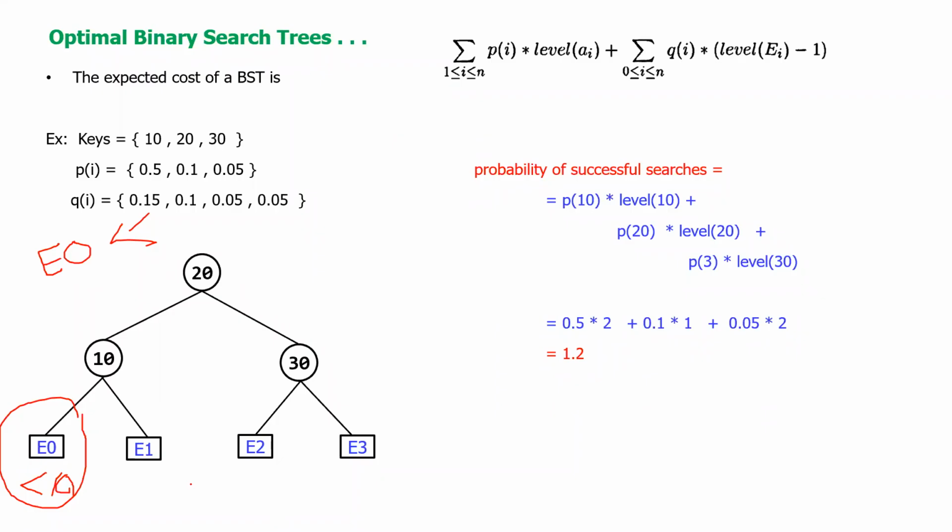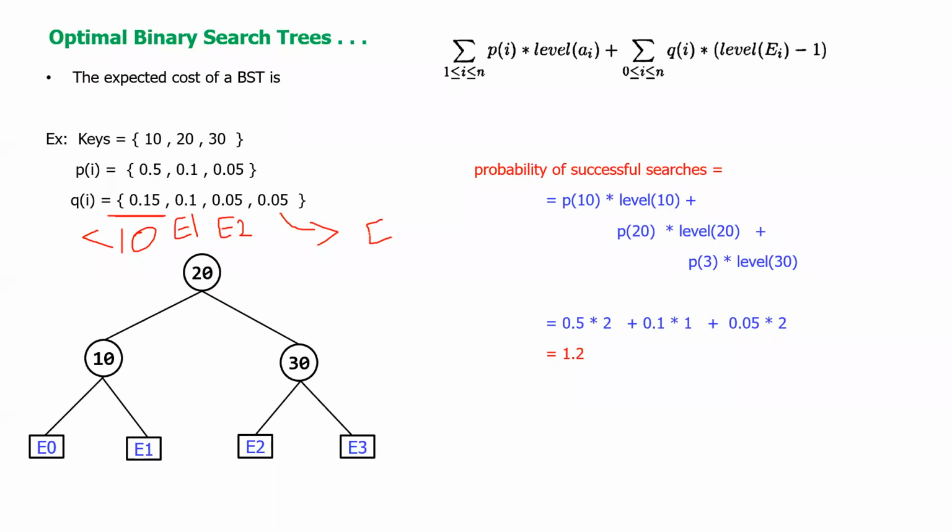Now, what is the probability that the user searches for some values less than 10? The probability is 0.15. 0.15 is the probability where the user searches for any value less than 10. In the same way, this is the probability for the set of keys in E1, the probability for the set of keys in E2, and finally 0.05 is representing the probability of searching the keys in E3. So you have keys, you have probabilities of successful searches, and you have probabilities of unsuccessful searches.